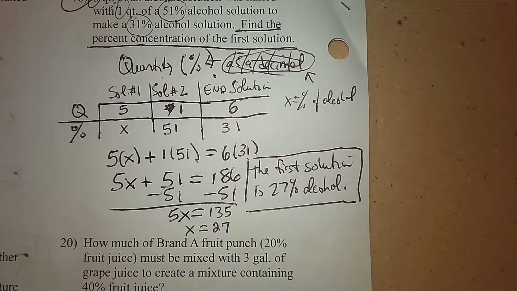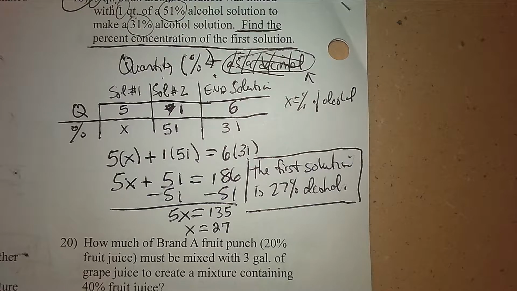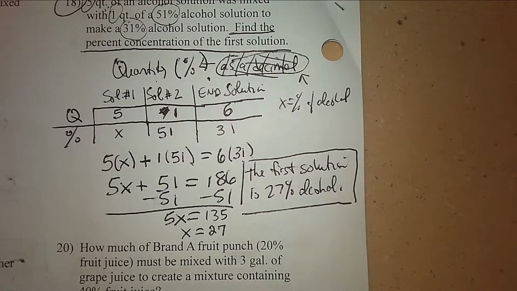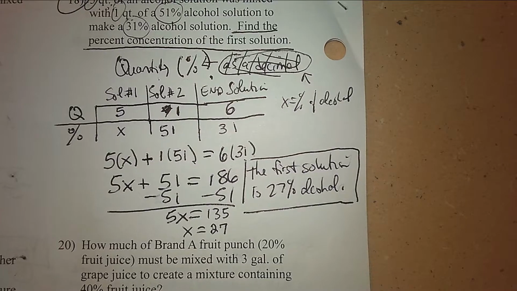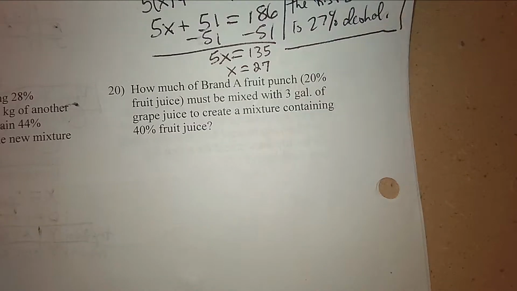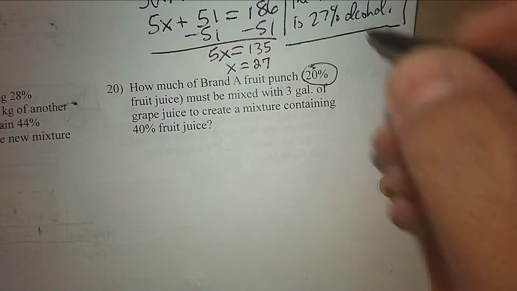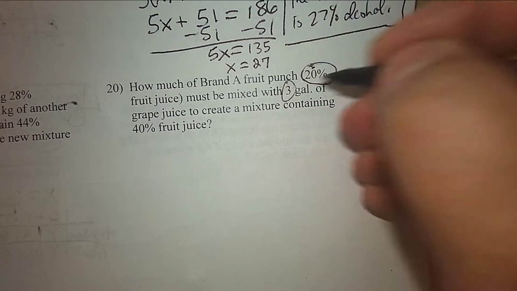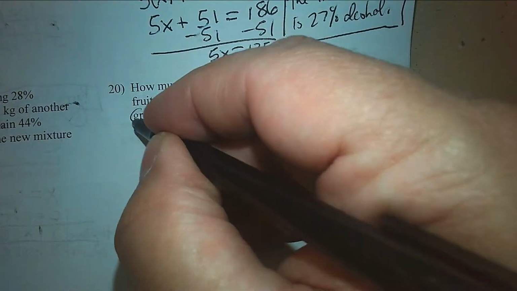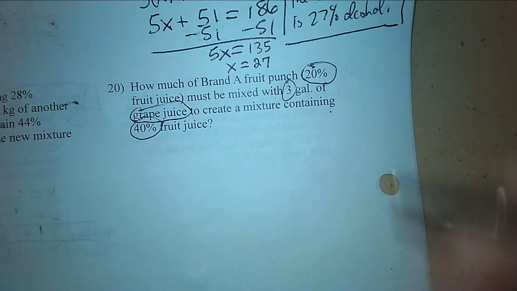So again, this is called a mixture problem. Have you ever done a mixture problem before? Sometimes it's a chemistry type situation. Sometimes it's like coffee. Sometimes it's nuts. Sometimes whatever it is that you're mixing, right? Sometimes they're mixing a punch or something like you're drinking at a party. So here's a situation where you have a fruit punch. Same idea. It says, how much of brand A fruit punch, 20% fruit juice, must be mixed with 3 gallons of grape juice to create a mixture containing 40%?